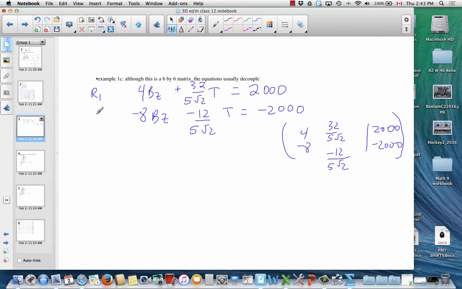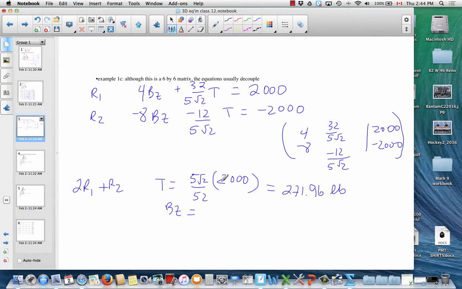Okay, if this is row 1 and this is row 2, all I'm going to do is 2 row 1 plus row 2, and then that's going to eliminate the Bz. And then I will have 64 minus 12, I'll have 52 over 5 root 2, and I'll have 4,000 minus 2,000. So it's going to be 2,000. And I said 64 minus 12, that's 52 over 5 root 2, which I cross multiply. And so this will be the value of tension. So that's 271.964 pounds.